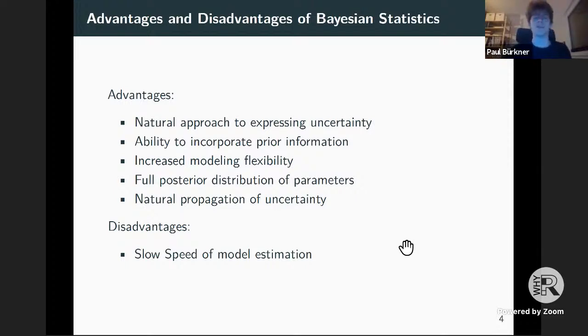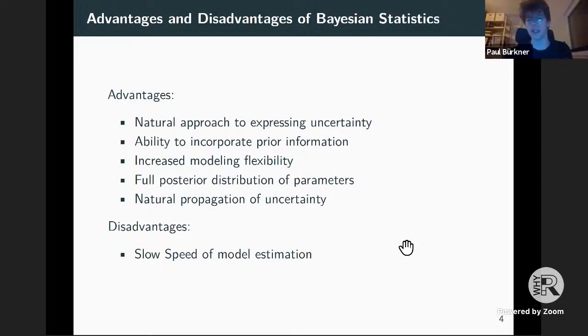We have increased modeling flexibility. That is, we are able to estimate much more complicated models with much more parameters, often much more parameters than we have data, and still get reasonable inference out of that through these advanced estimation techniques. We get the full posterior distribution of parameters. That is, we not only get a point estimate and some approximate measure of uncertainty, but we have the full distribution of the parameters in the form usually of posterior draws, that is of random draws from our distribution.